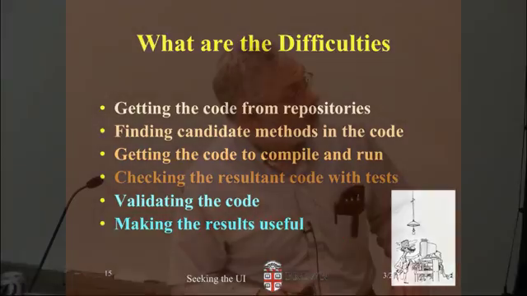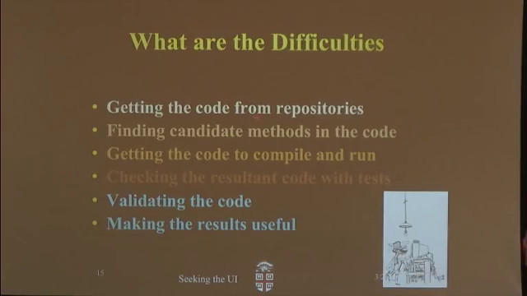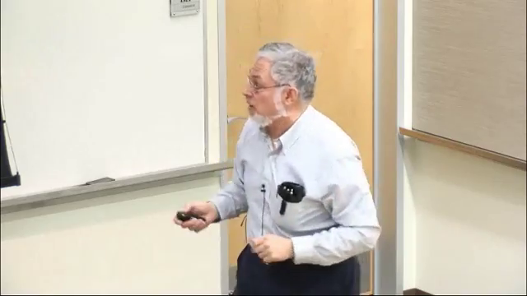Okay. So what we found in doing this, making that magic work, is you had to get the code from the repository, find the candidate methods, so find particular methods that might convert a string to an int to a string, get the code to compile and run, again checking the resultant code using users' test cases, validating the code, making sure it all works, and making the results useful.